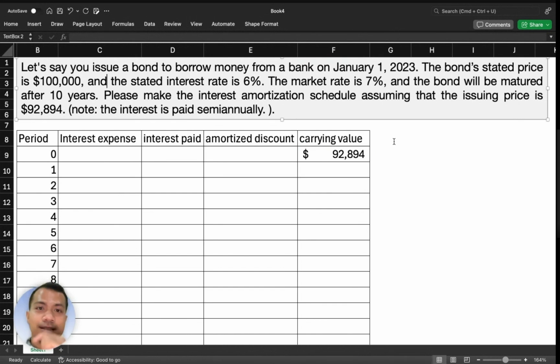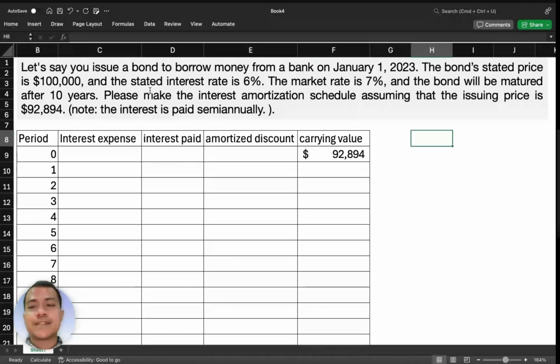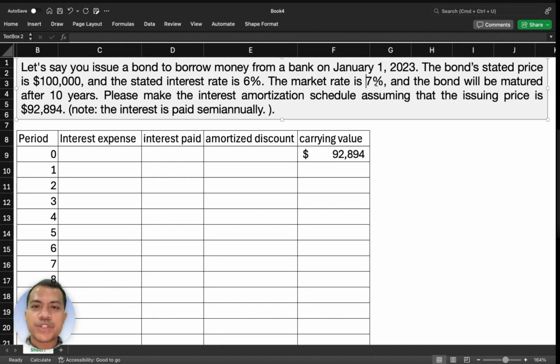Let's say in this example, you issue the bond on January 1st, 2023, and the bond's stated price is 100,000, meaning you want to borrow 100,000 from the bank, and the stated interest rate is 6%. At that time the market rate is 7%, which is higher than your stated interest rate, and the bond will mature after 10 years. The question asks you to make the interest amortization schedule, assuming that the issuing price is 92,894.